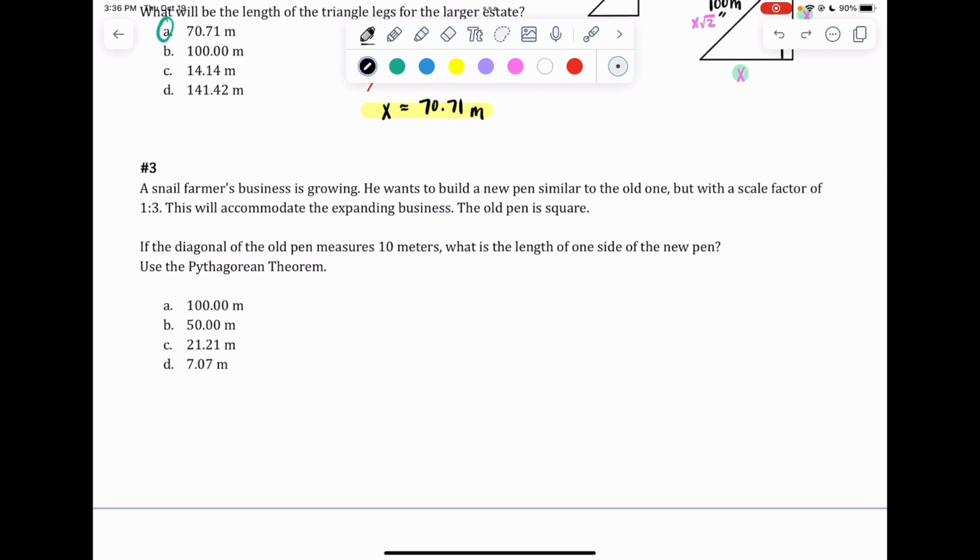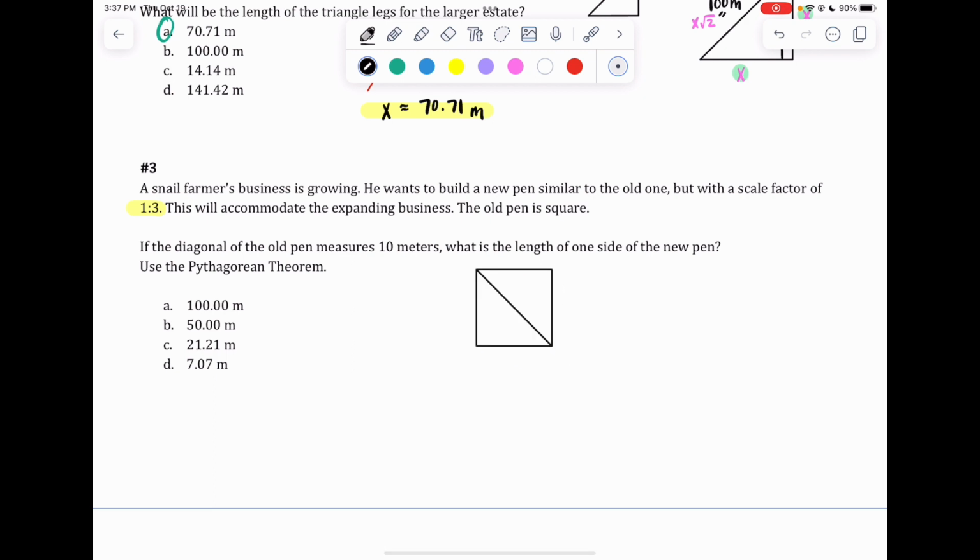Okay, so number 3, a snail farmer's business is growing. He wants to build a new pen similar to the old one, but with a scale factor of 1 to 3. So this will accommodate his expanding business, and the old pen is square. So if the diagonal of the old pen measures 10 meters, what's the length of one side of the new pen? Use Pythagorean's theorem.